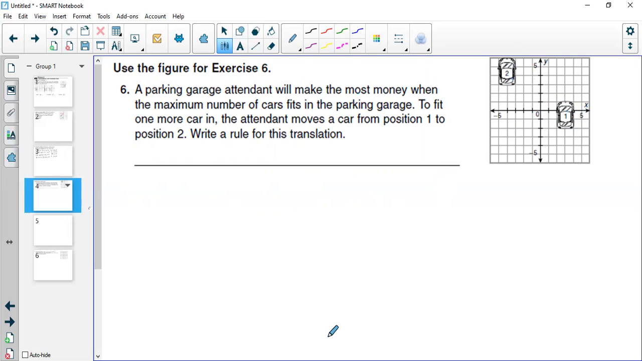So to find a rule for the translation, you need to choose any one coordinate from this car, the first one, because 1 has been moved to 2. So it's a translation. Now, how do you find that? You can use this point, you can use this, you can use this or this, up to you. You could use any one point, and the same point you will use here as well. So for example, if I am choosing this point here, okay, this is this side of the car, so I need to choose the coordinate of this point as well.